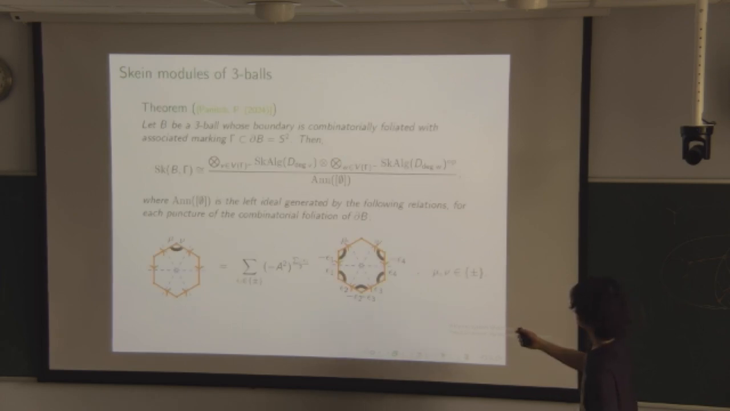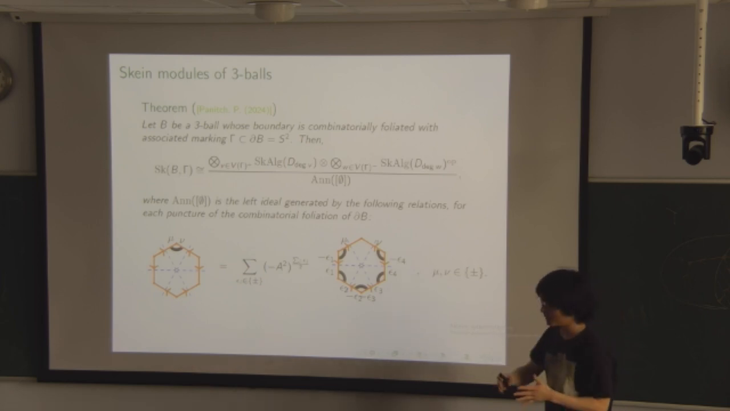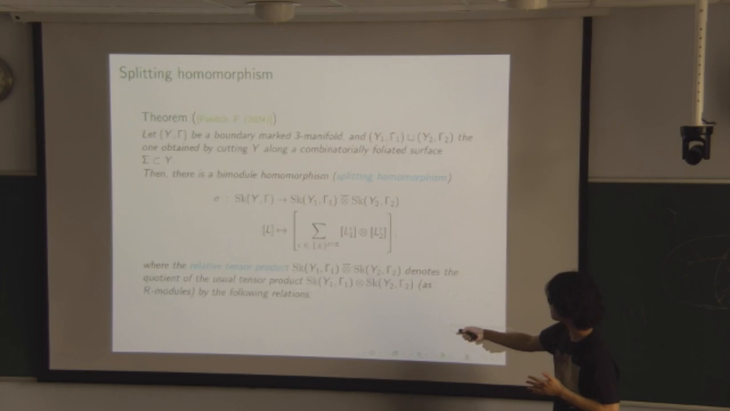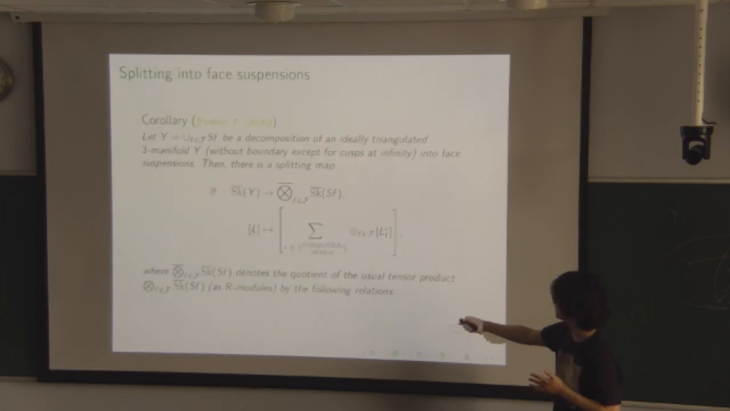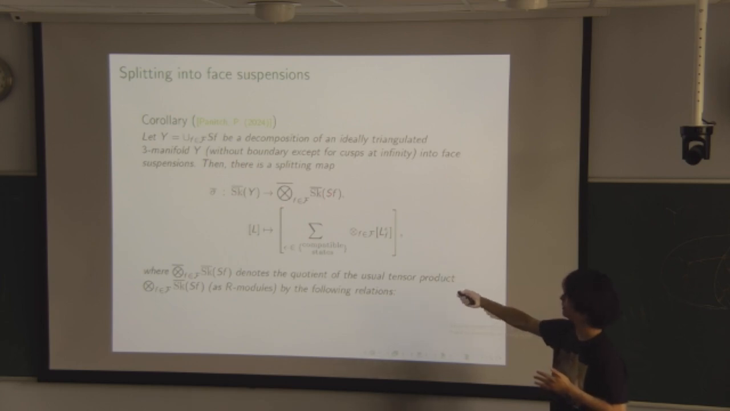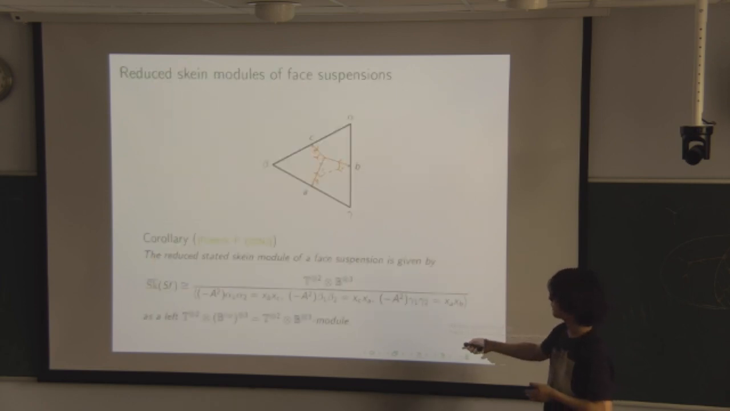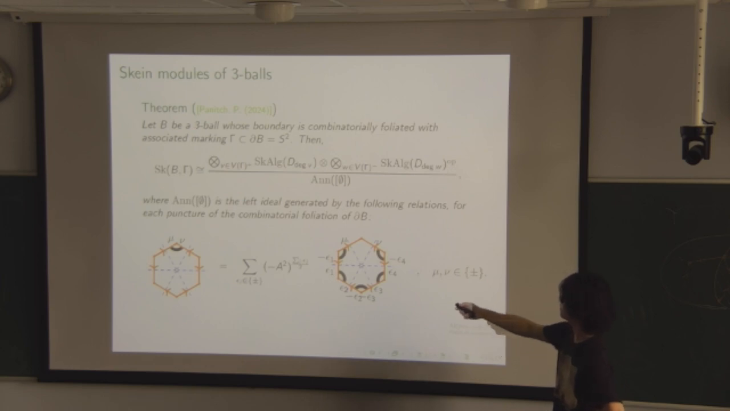We just need one more thing before finishing our construction. So we have split our three-manifold into phase suspensions. Now we have to analyze what the stated skein module of each phase suspension looks like. And we have determined what it is. So actually we have determined it for any three ball whose boundary is combinatorially foliated. And a phase suspension is an example of it.